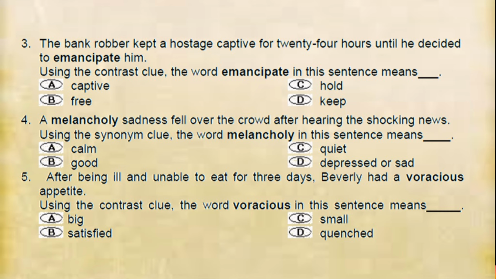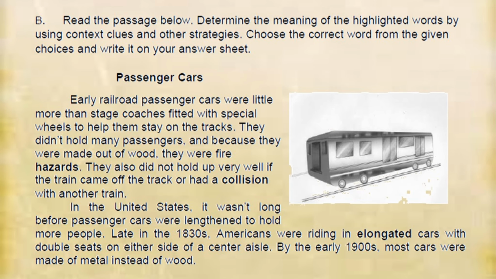4. A melancholy sadness fell over the crowd after hearing the shocking news. Using the synonym clue, the word melancholy in this sentence means blank. A. Calm. B. Good. C. Quiet. D. Depressed or sad. 5. After being ill and unable to eat for 3 days, Beverly had a voracious appetite. Using the contrast clue, the word voracious in this sentence means blank. A. Big. B. Satisfied. C. Small. D. Quenched.